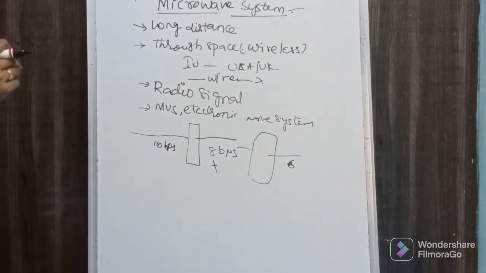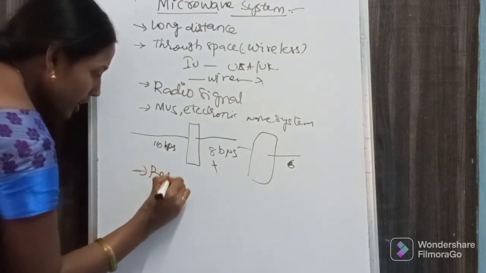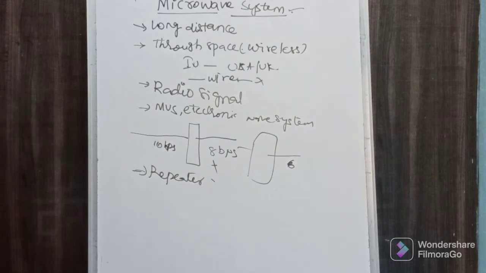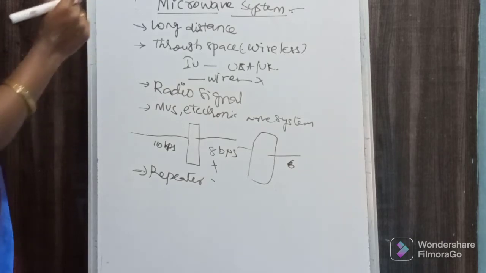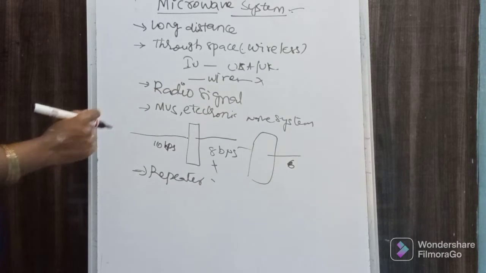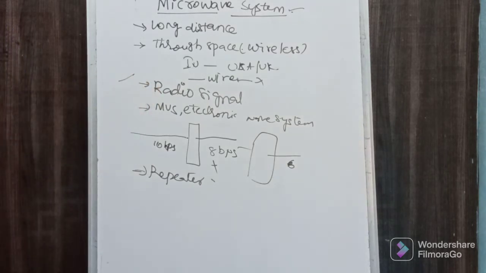So what do you have to do? You have to use repeaters. Already we learned what is meant by a repeater. A repeater is a network component which repeats the information from one system to another system. So here the microwave systems use what? Radio signals. Now the radio signals will work in this fashion.